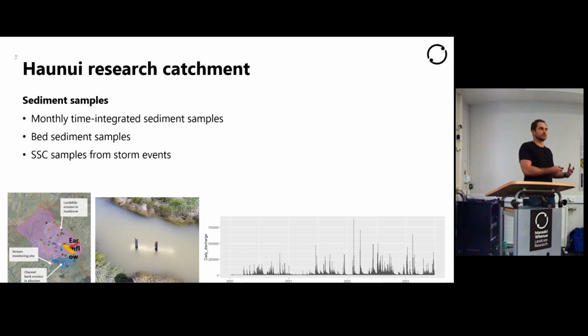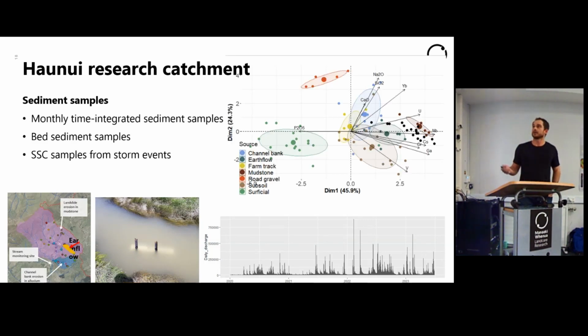And then for the sediment samples at the outflow of the catchment, we wanted different types of sampling. So we did monthly time-integrated sediment sampling, so we can get a seasonal pattern over time. We have bed sediment samples as well as suspended sediment samples during some large events. And we basically want to be able to discriminate the different sources in this catchment geochemically using a range of different geochemical traces. Some discriminate better, some don't discriminate well at all.